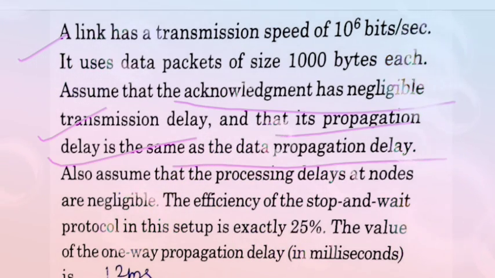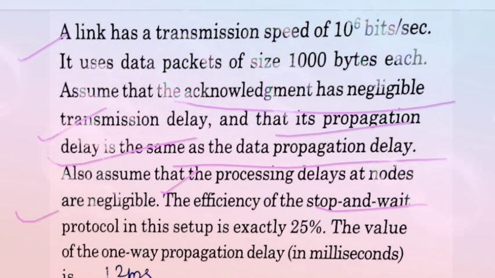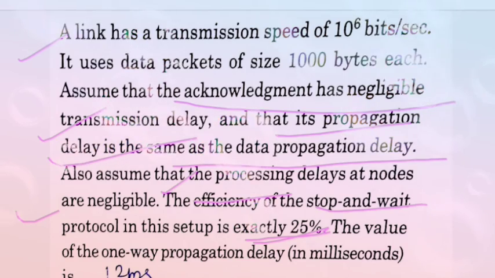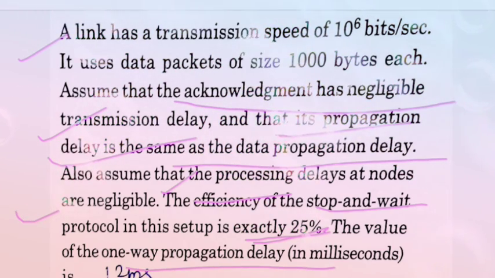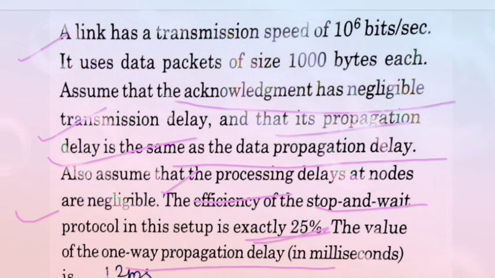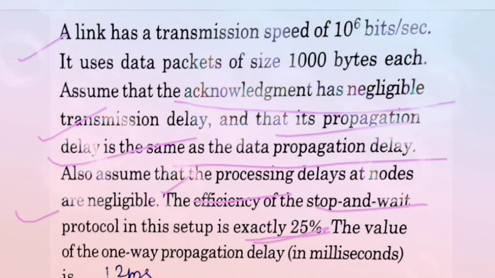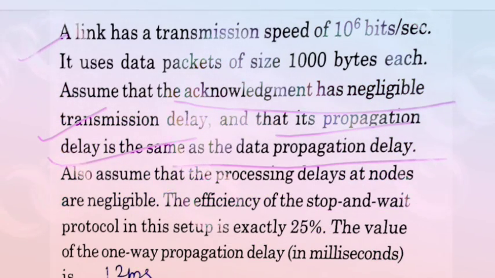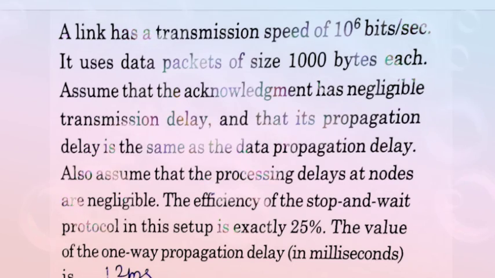Now we assume that the stop and wait protocol is used on their side and the efficiency is exactly 25%. Then the value of the one-way propagation delay in milliseconds is what? So come to the solution of this question. The solution and correct answer for this question is also given here.